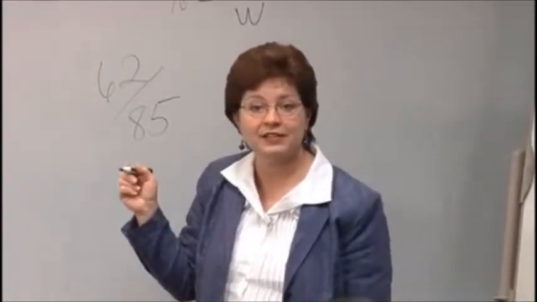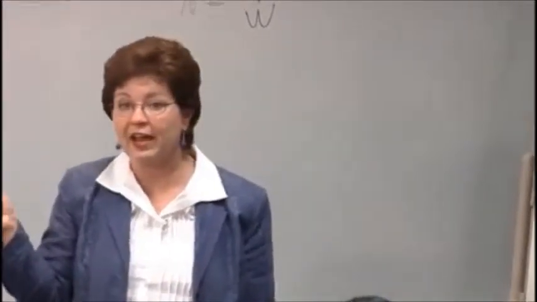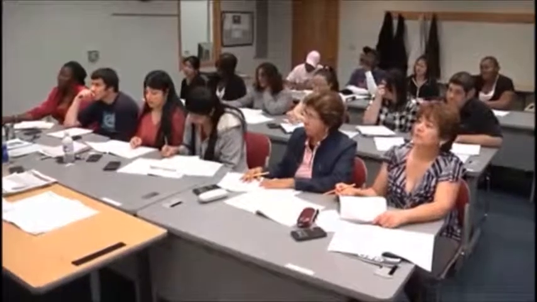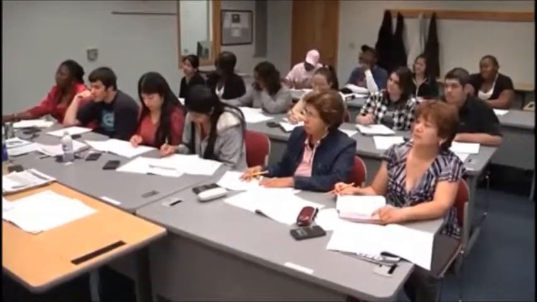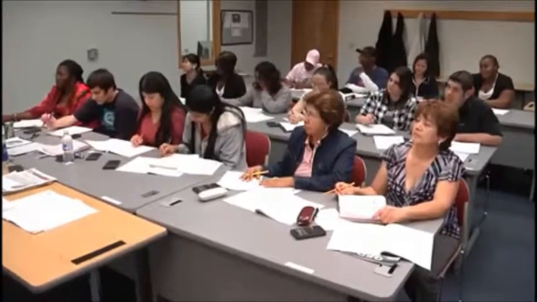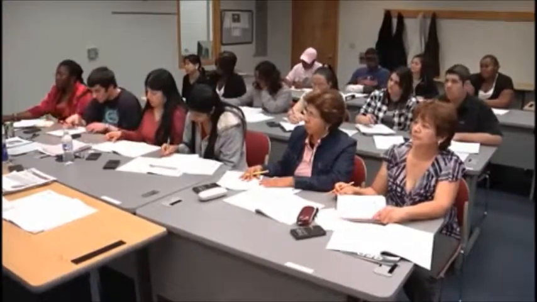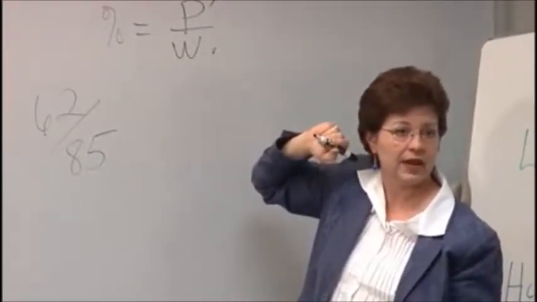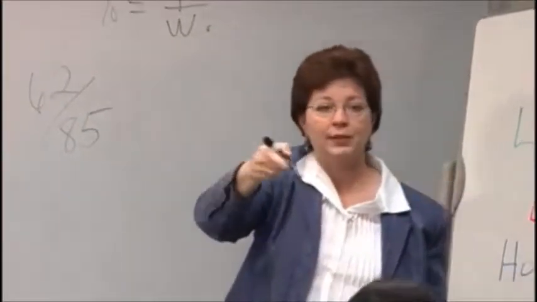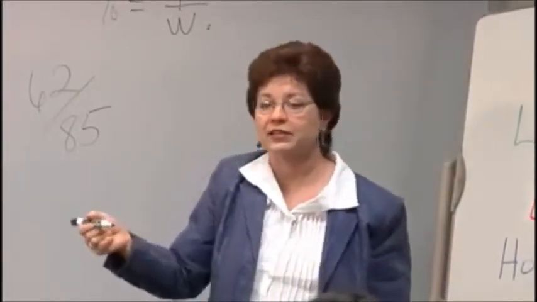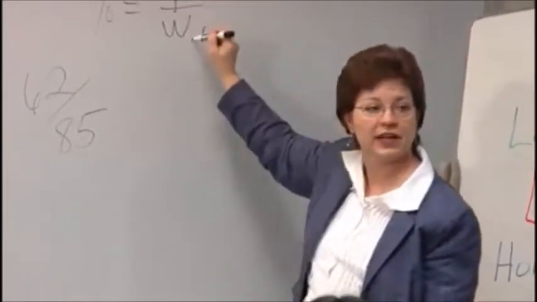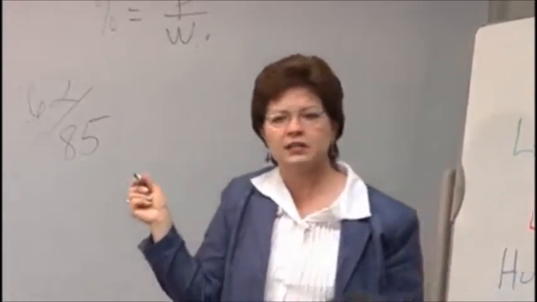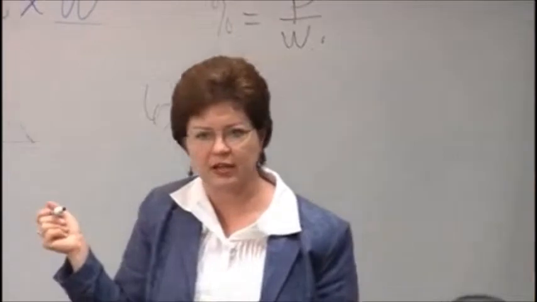How about surveys? When they take a survey, it's the number of people that answered a certain way divided by the total number of people who were surveyed. Or election results: it's the part of the people that voted a certain way divided by the total number of people that voted. The example we did before, what percent of guys are in the class? The number of guys divided by the total number in the class. So there are all kinds of ways that we need to find the percent in real life.